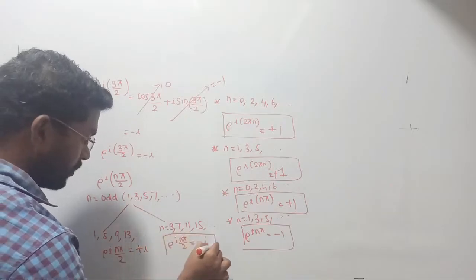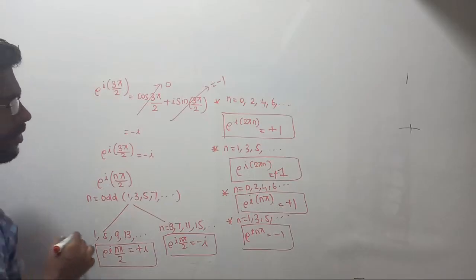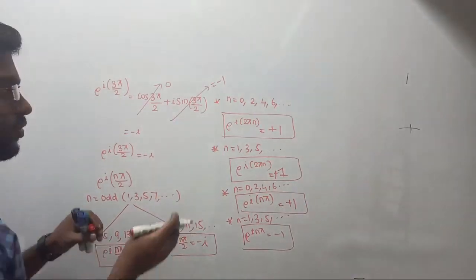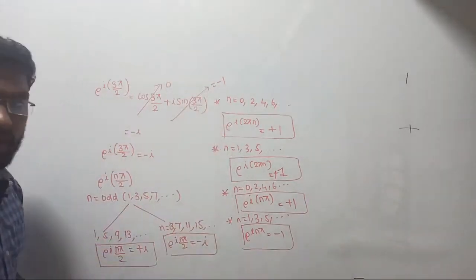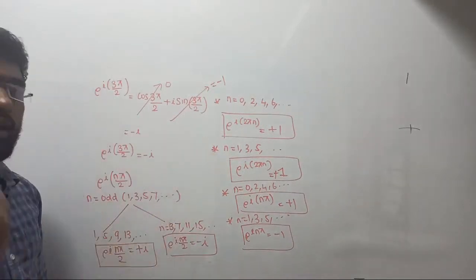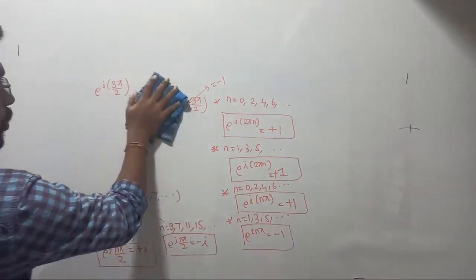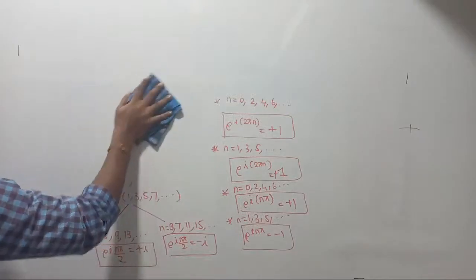Clear? Guys, do remember all these things that I am giving here, because while solving problems we bring many relations from e power i theta. But don't memorize anything. You can just substitute and check and write it yourself, right? These are some of the properties of your Euler function that we are writing. Okay, fine. That is over.